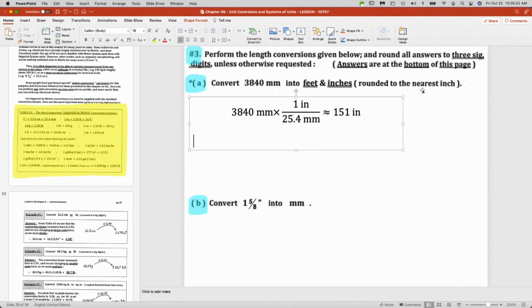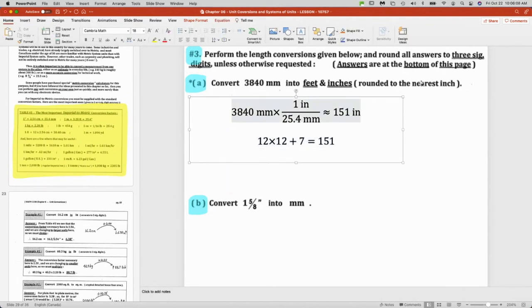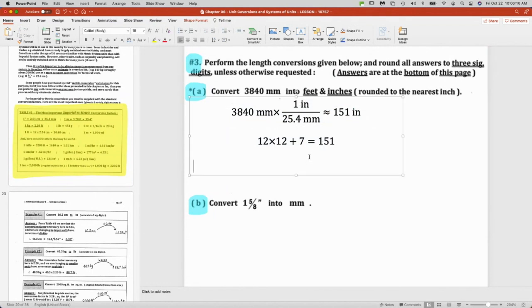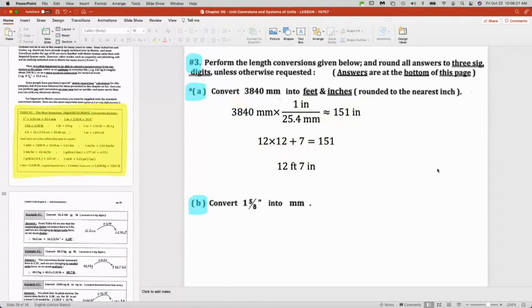151 divided by 12 is 12 and something. I know that 12 times 12 is 144. So I'll just type this at the bottom, a little arithmetic time. 12 times 12 is 144, plus 7 is equal to 151. So then I'm certain that the answer is 12 feet, 7 inches. I'm not doing anything fantastic there. I'm just relying on my 12 times tables.